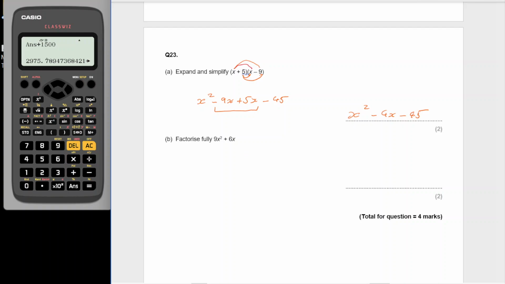Part B, factorise fully. So we've got a common factor of 3, and we've also got an x common to both terms. So 3x times by 3x would give me 9x squared, and then 3x times by 2 would give me 6x, and we've got an add symbol in the middle.